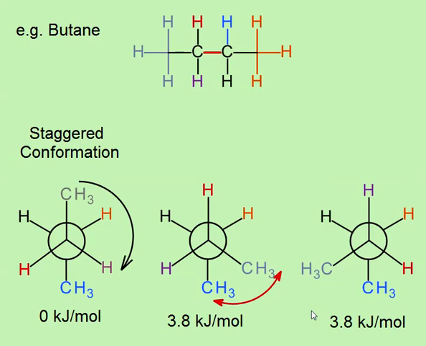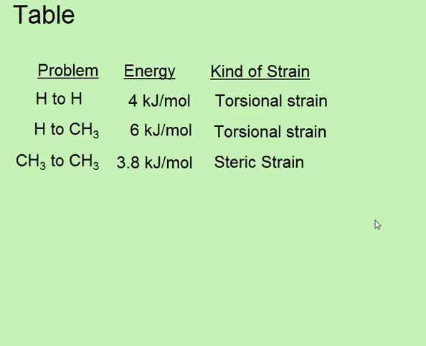And that strain energy, which wasn't there before, must be because of these adjacent methyl groups, which are only separated by 60 degrees as we look at it from the Newman projection perspective. So we've now got strain energy in the staggered conformation that we didn't have before. A methyl group 60 degrees from another methyl group gives 3.8 kilojoules per mole of strain energy. So this is our third kind of strain.